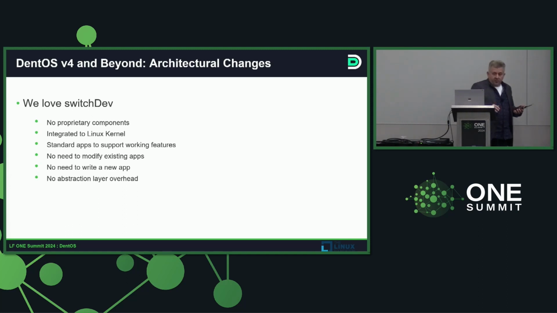Before we get into the details of the features we're working on, I want to make sure that we are all on the same page. We do love switchdev. It makes a very compelling argument for our OS. It doesn't include proprietary components. It is integrated directly with the Linux kernel. So if you want to deploy Dent on a switch and set up BGP, you use FRR. You don't change the utility at all. FRR is a standard release FRR that's included in Dent.